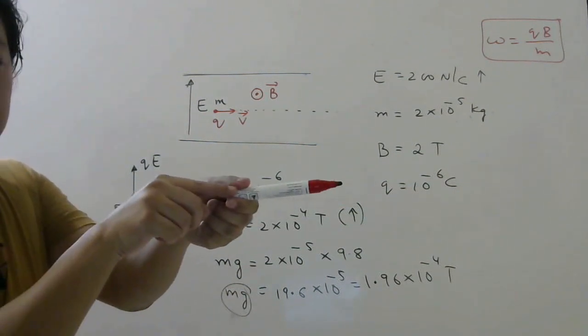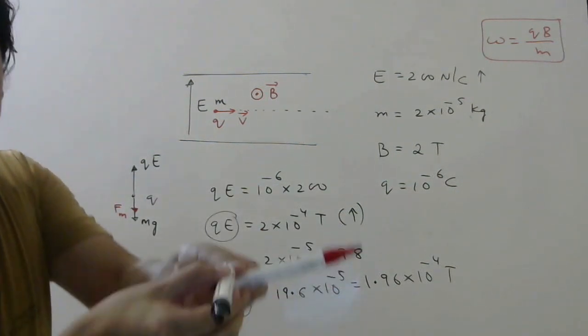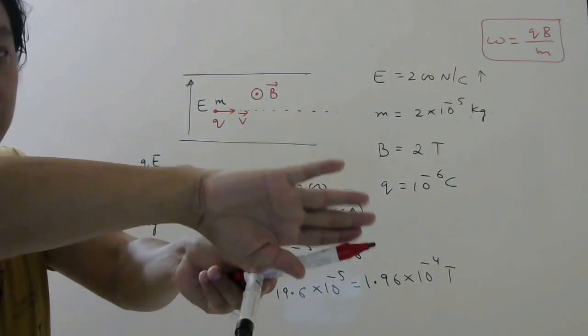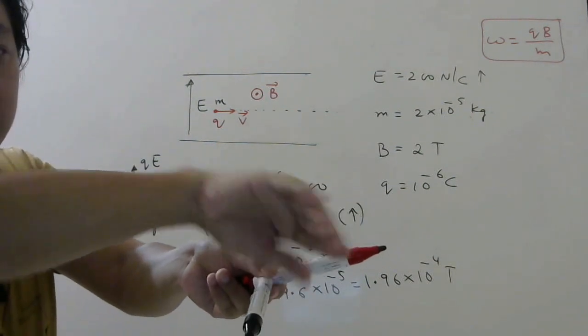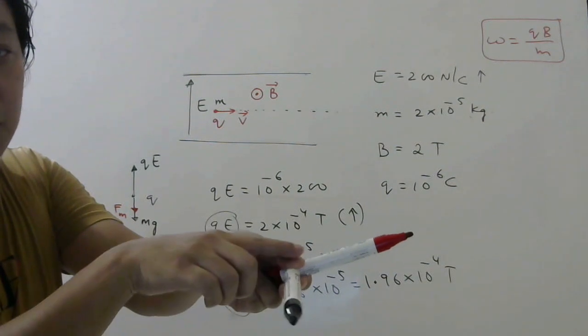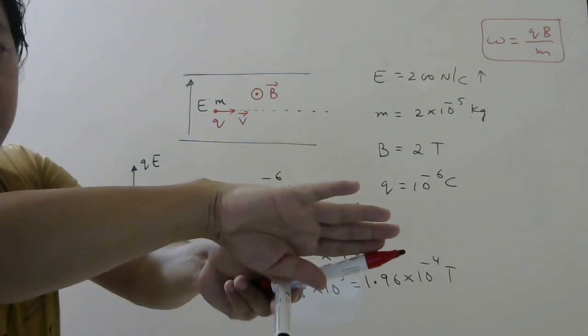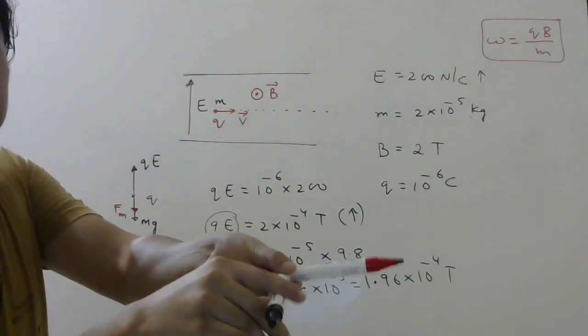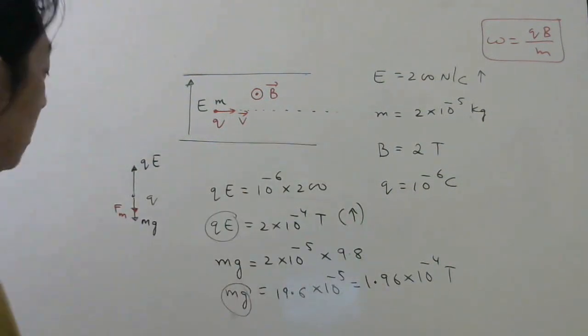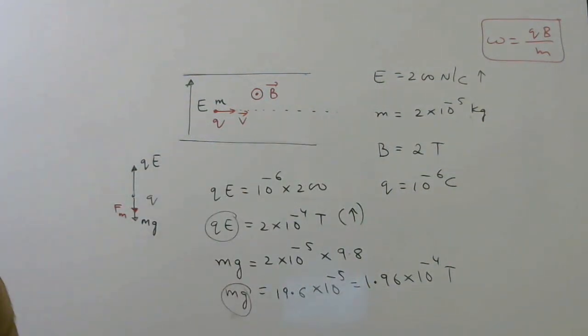If you apply magnetic field out of the board like this, then you can also use the formula V cross B. V is velocity, this is magnetic field. If you apply it out of the board, then V cross B will be down. Correct? V cross B will be down. That is where you want magnetic force. So direction we have found.